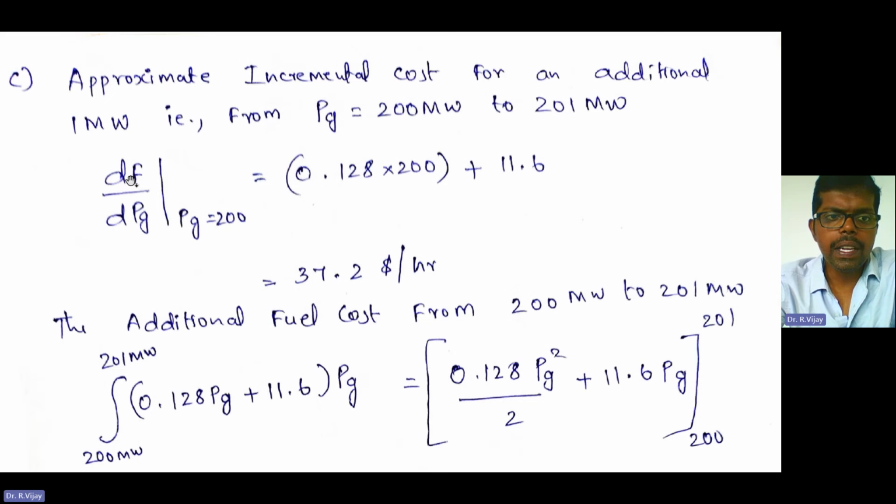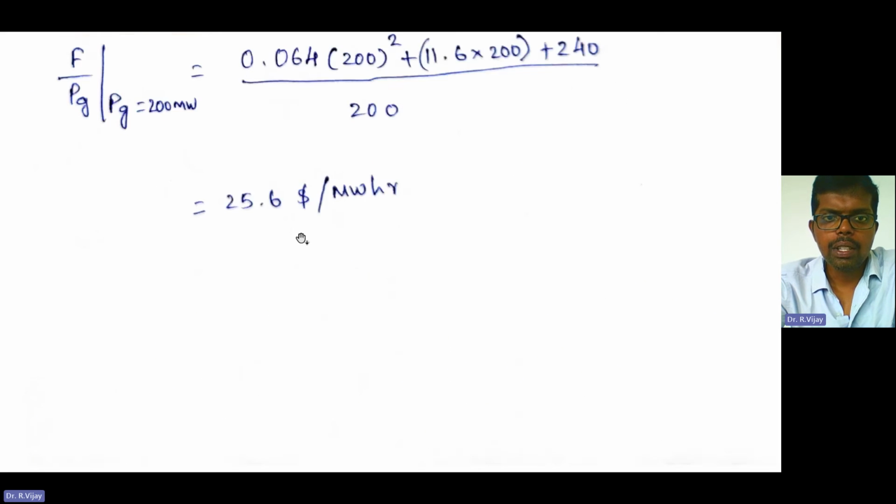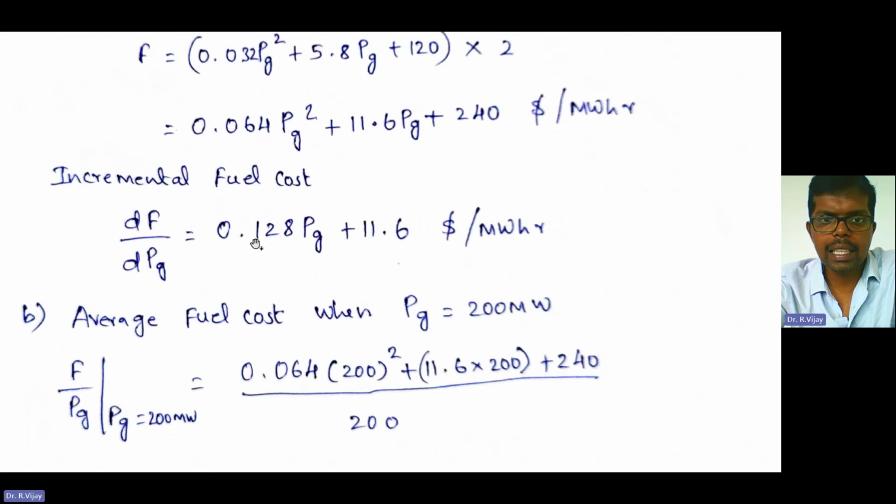So differentiating dF/dPG by taking PG as 200. So what is this? This is the incremental cost. While differentiating by substituting PG equal to 200, the differentiated value is already given in the problem, or otherwise you need to differentiate it again.